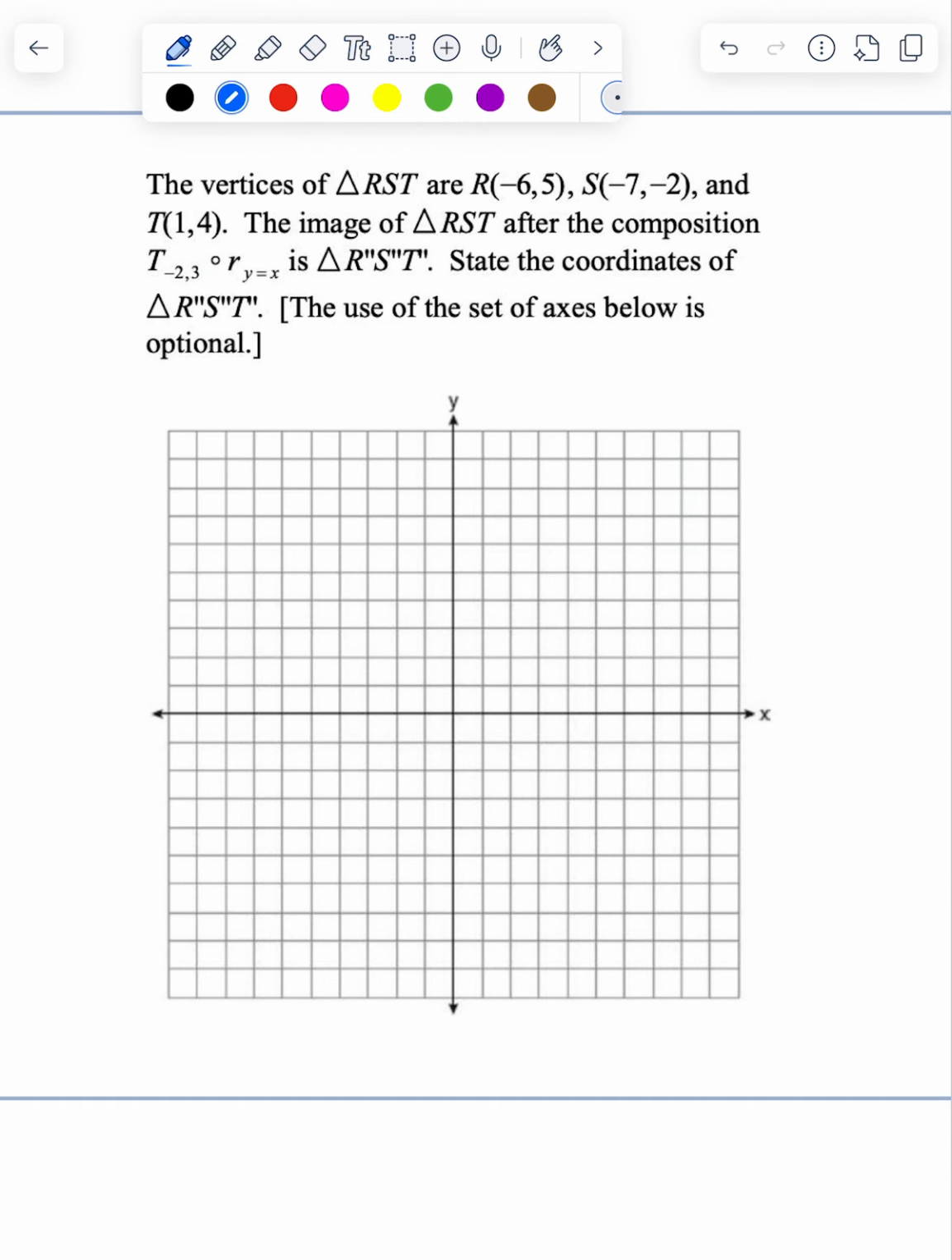So R is negative 6, 5. S is negative 7, negative 2. And T is 1, 4.